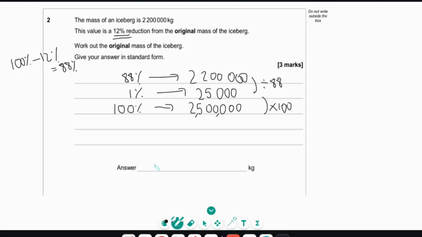So 2,500,000. In standard form, the first number needs to be between 1 and 10, so 2.5 times 10 to the power of, well, the 0.5 was here: 1, 2, 3, 4, 5, 6. So 2.5 times 10 to the power 6.